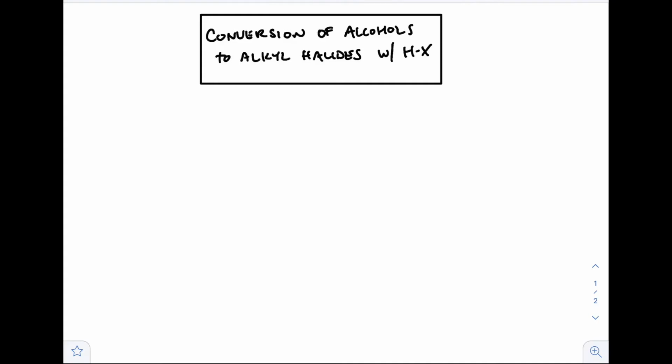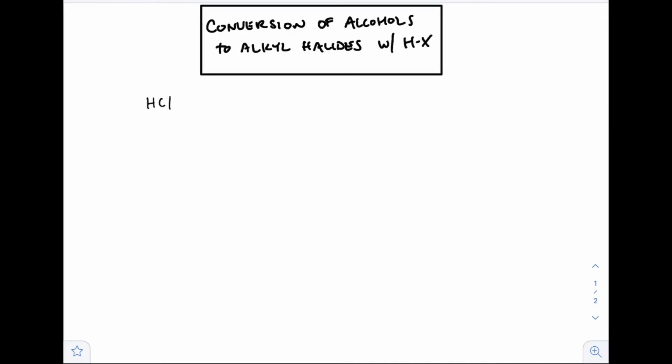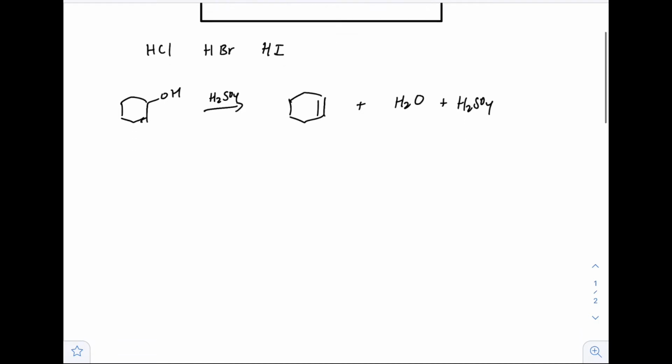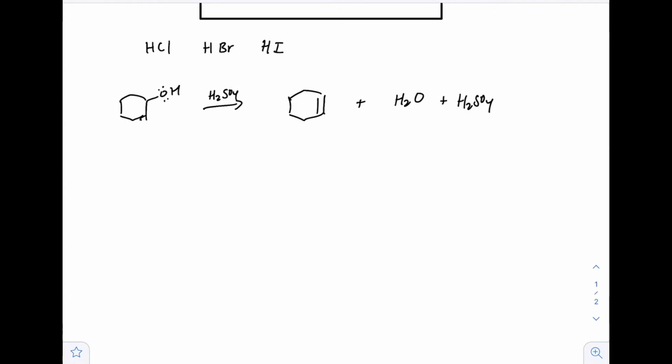All right, so this video is going to be on the conversion of alcohols to alkyl halides with HX, so HCl, HBr, and HI. Okay. Now, before we get into that, I want to remind you what we went over in the past, which was, let's say, this cyclohexanol with sulfuric acid gives you an alkene and water, as well as that sulfuric acid back.